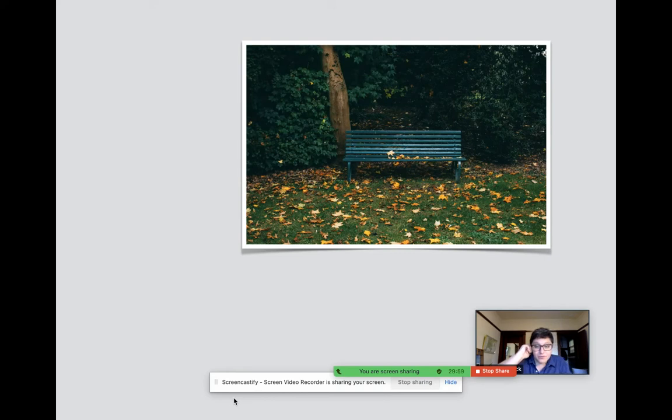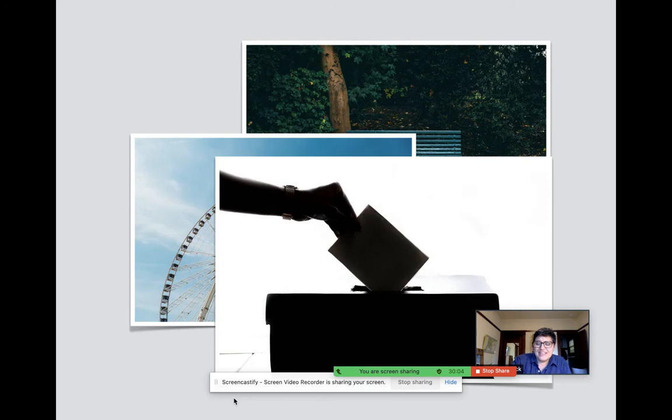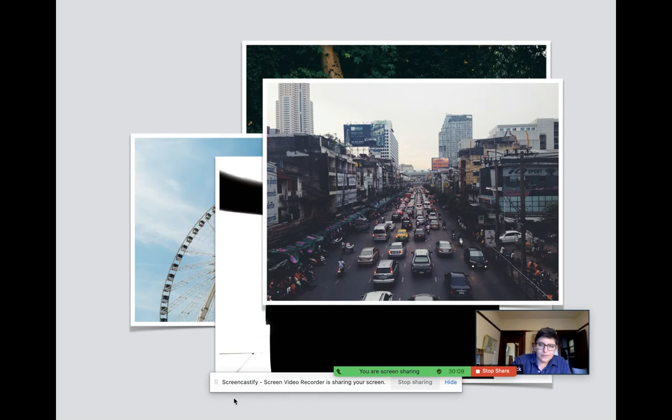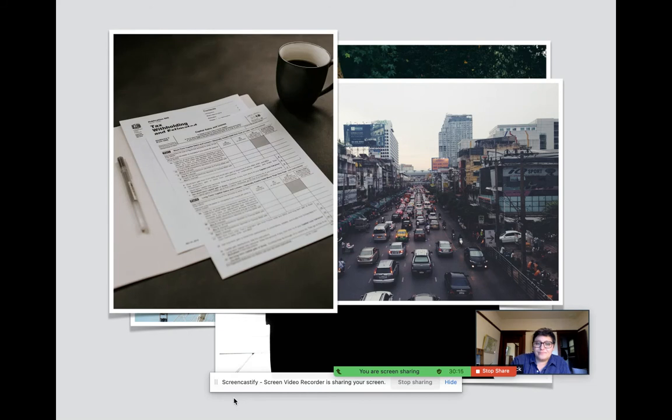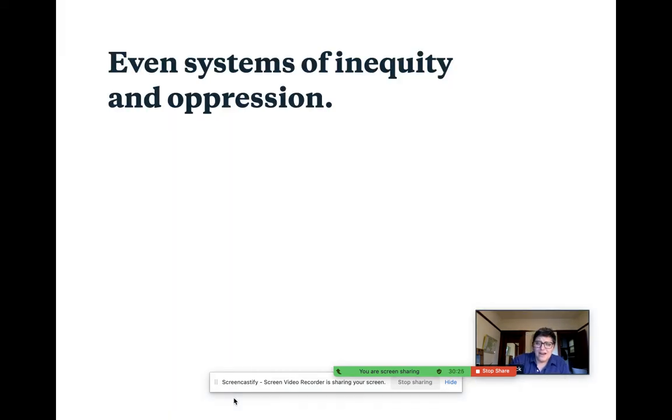And here are some examples, right? A park bench, the park itself, the Ferris wheel, the way that we vote and participate in democracy, the way a city is set up to manage or not manage traffic, the way we pay our taxes, for better or worse. In schools, the way kids are able to go to the bathroom or not. And I believe even systems of inequity and oppression. And I'm going to use pictures from the segregated South in the mid-20th century as an example of that.